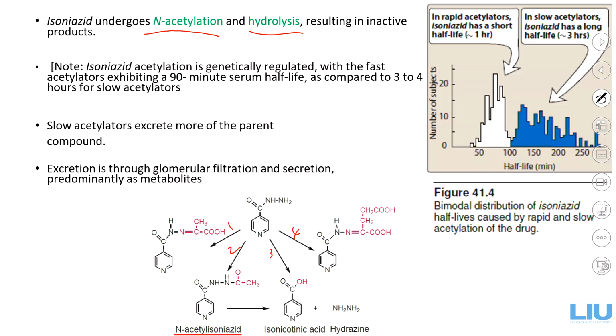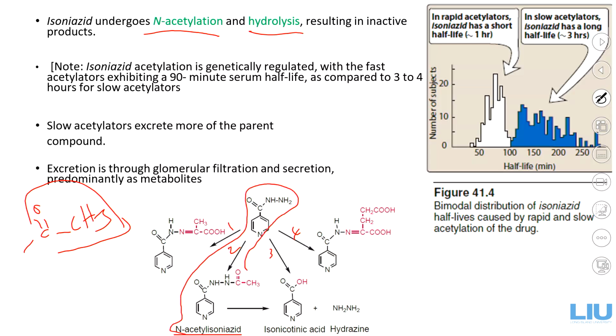So N means something is going to be attached to the nitrogen. Acetylation, an acyl group. And an acyl group is COCH3. So I'm giving you hints. So this is an acyl group. Yep, number 2. Thank you so much. This step here is the N-acetylation. Right. What about the hydrolysis? Number 3. Hydrolysis is step number 3. Okay, so those are the two main routes of metabolism.